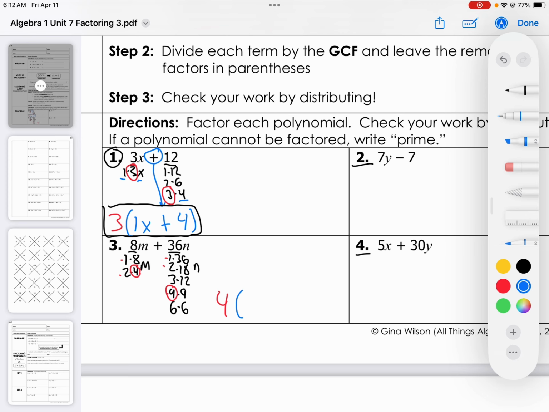So then I take the 4 outside of the parentheses, and whatever's left over is going to go inside. So when I take out this 4, I have a 2 and an m left over. So that would be 2m. And then when I take out the 4 from the 36, I have a 9 and an n left over. This would be 9n. And again, since this is a plus sign here, this will be a plus sign as well.